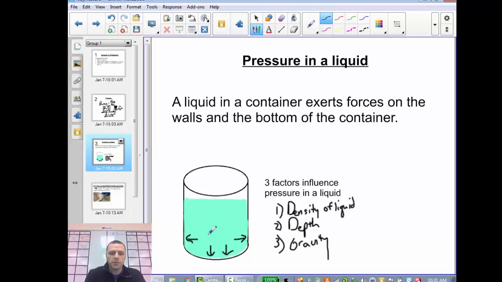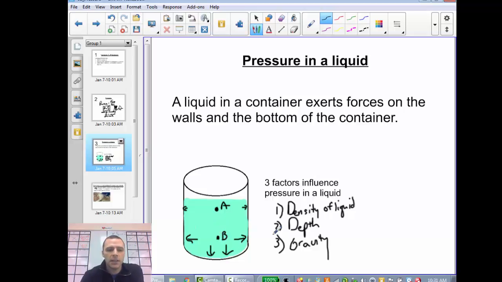So, for instance, if we're at two depths, let's say maybe point A and point B, one of the things that would matter is how deep you are. So at point A, there would be a lot less pressure acting on the walls or an object in that liquid than if you were at B.